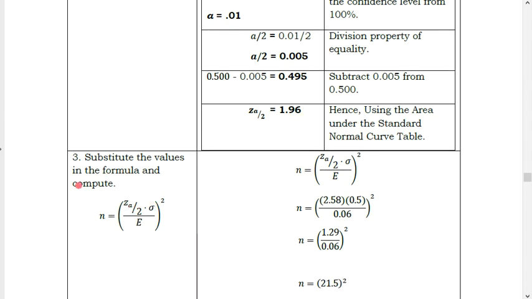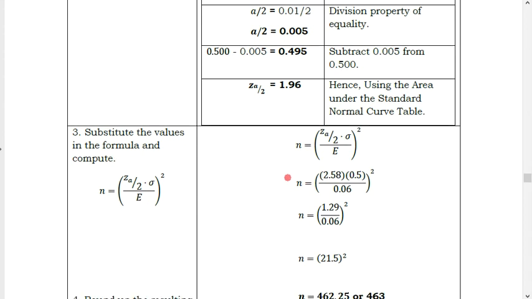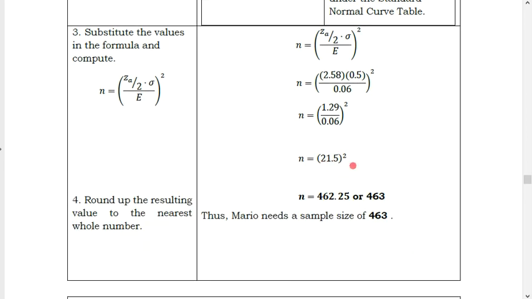Next step is to substitute the values in the formula and then compute. Okay, substitute the value to this formula. So 2.58 for z sub a over 2. Okay, and then multiply by standard deviation, which is 0.5. Okay, and then divided by the error, which is 0.06. Okay, so you will have 21.5 raised to 2. Okay? So, after raising it to 2, you will have 462.25. So, kung ino-round off mo ito, ito ay 462. Okay? Hindi siya 463.